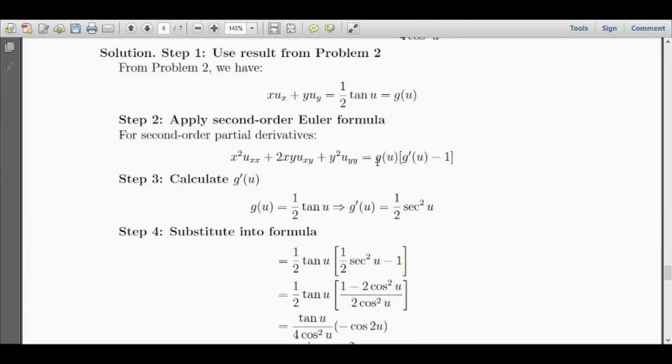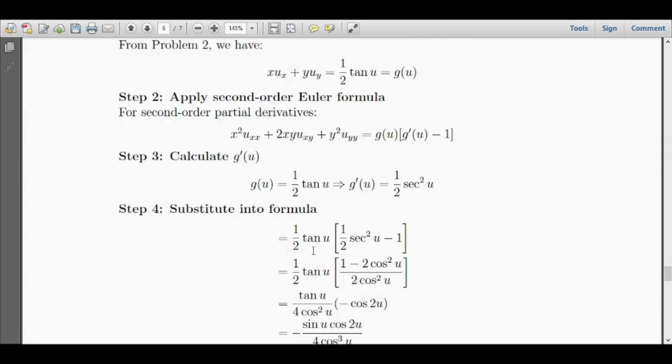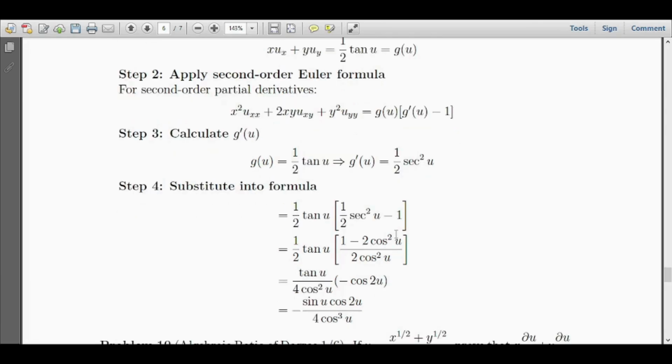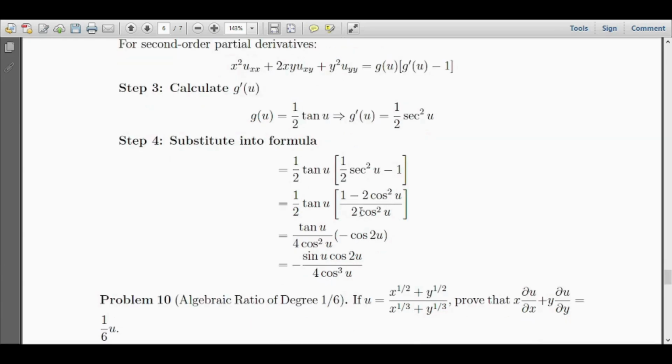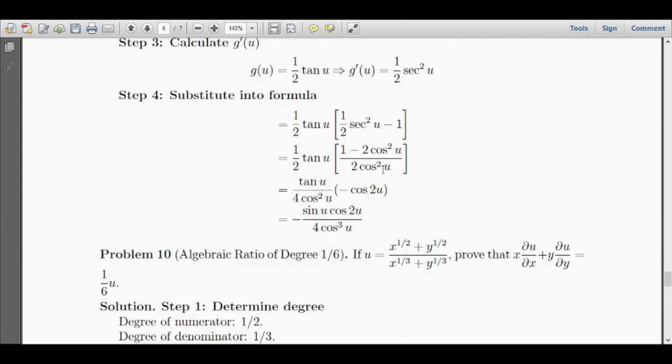Now substituting in this formula, this is RHS, substituting in RHS g of u and g dash of u, g of u is 1 by 2 tan u into g dash of u minus 1, this is 1 by 2 secant square u minus 1. So secant square u is reciprocal of cos square u, so this is 1 by 2 cos square u minus 1. Taking LCM, so this is 1 minus 2 cos square u by 2 cos square u. And this 2 cos square u multiplied with 2, so this is 4 cos square u, tan u by 4 cos square u, and 1 minus 2 cos square u equal to minus cos 2u.